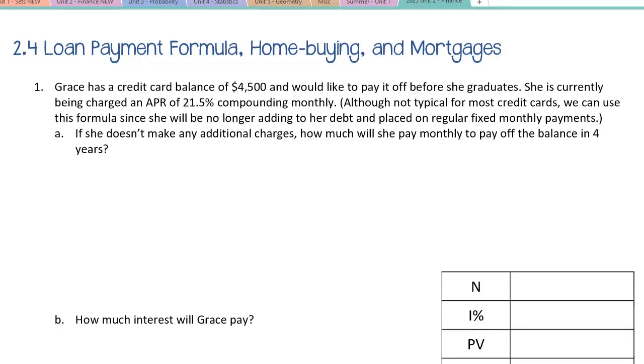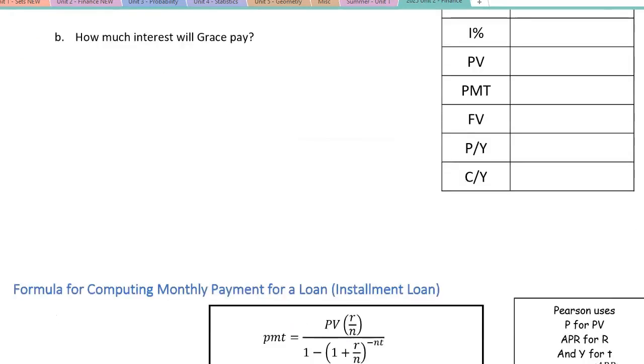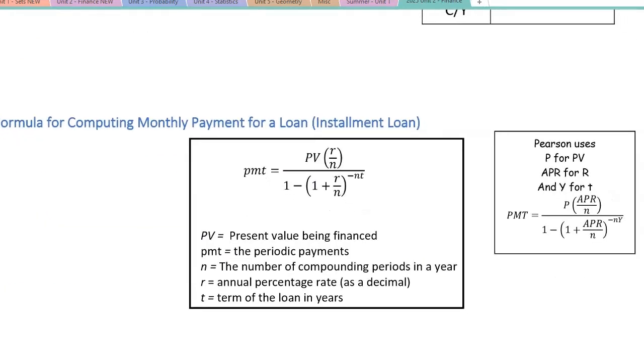And in this lesson, we are going to talk about loan payments. And that would be for any type of loan: home loan, car loan, personal loan, student loan. All of them will use this same formula. And I'm going to start out with a problem. But first, let's look at the formula, which I have put here at the bottom.